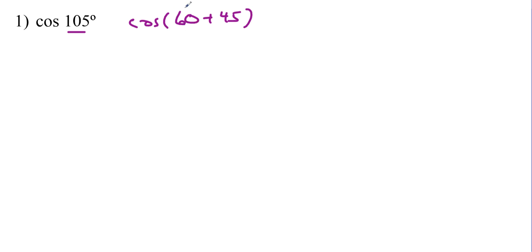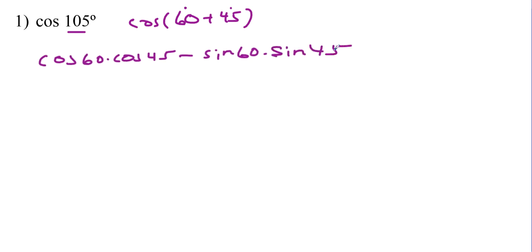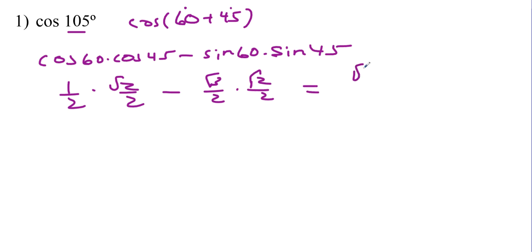Okay? This is my alpha, this is my beta. So I'm going to do cosine of 60 times cosine of 45. We're going to subtract sine of 60 times sine of 45. Unit circle tells me that this is 1/2 times root 2 over 2. And this is root 3 over 2. Yeah, it is. I had to think for a second. And times root 2 over 2. Okay, multiplying straight across gives us root 2 over 4 and root 6 over 4.